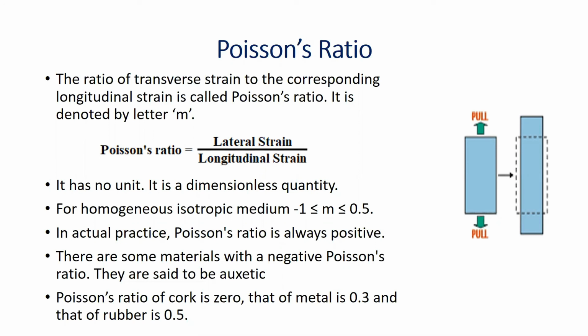For homogeneous isotropic medium, -1 ≤ m ≤ 0.5. In actual practice, Poisson's ratio is always positive. There are some materials with a negative Poisson's ratio. Poisson's ratio of cork is 0, that of metal is 0.3, and that of rubber is 0.5. Materials with the negative value of Poisson's ratio are said to be auxetic.